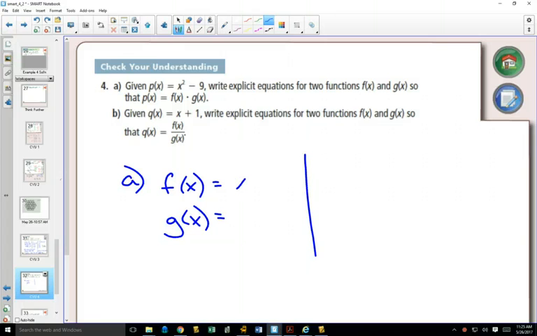x plus 3 and x minus 3. So you factor the first one, and then you get two things that multiply to get x squared minus 9 because it's a difference of squares. So that is most likely what the author of this question had intended.